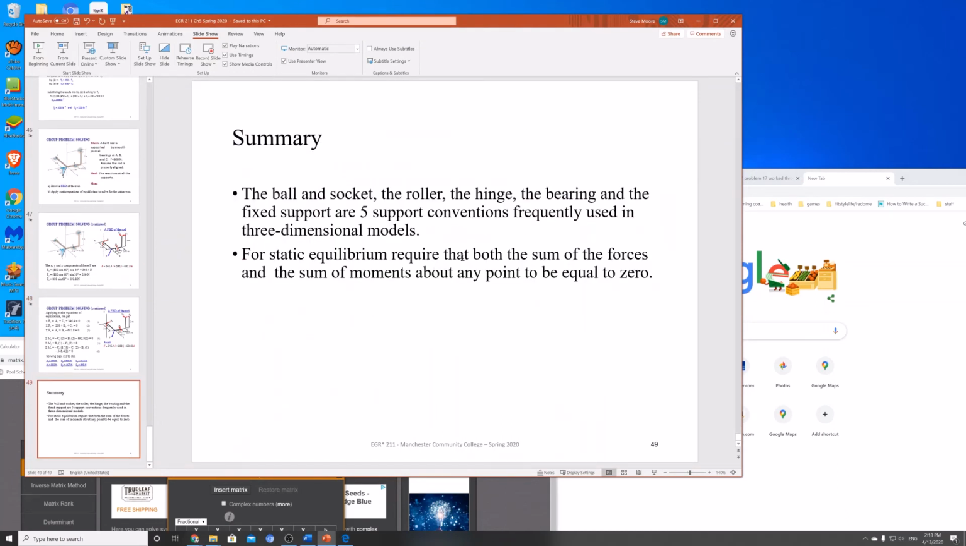Okay. So that's that. We looked at different supports and static equilibrium, which causes the sum of the forces and the sum of the moments about any point to be equal to 0. Okay. And that pretty much ends this section and this chapter from what we were going to cover in this chapter. But I'll spend some time going through some of the problems.